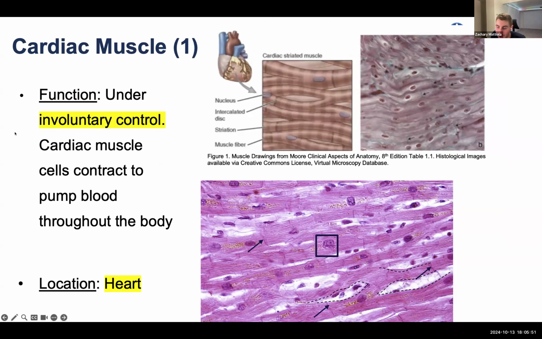Oh, with epi, peri, and endo. No, so the heart muscle or the myocardium is just organized with these muscle fibers. Basically, it's not organized into different layers, I think, right?